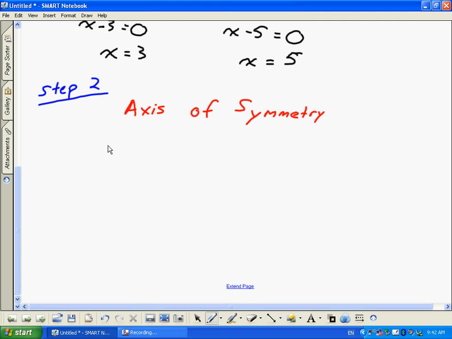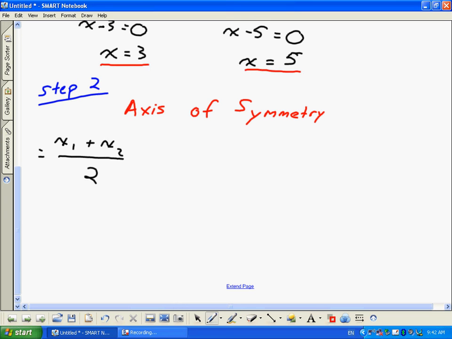Okay? So we had our equation. Remember, this is the equation we're using: x1 plus x2 divided by 2. Okay? That's going to give us the value we want. So our x1, we found our x1 and our x2 in the previous step. Those were our 2 answers, our x-intercepts. So our x-intercepts were positive 3 and positive 5.